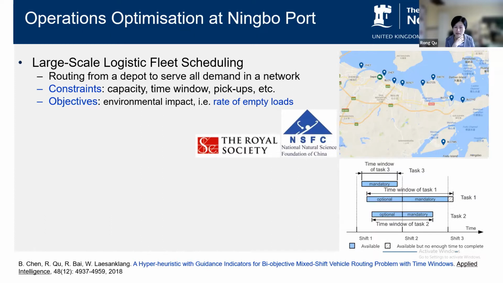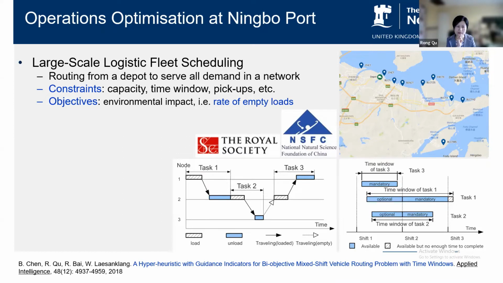Again, there are quite a lot of constraints: capacity of the vehicle, time windows for serving the different ports, and also some different features in the problem. Compared to the traditional vehicle routing problem, the pickup time and the loading and unloading time are much longer, whereas in the standard vehicle routing problem this is quite often ignored in the model. So we have to consider this in modeling first, and then define the problem as a combinatorial optimization problem. The objective of the company is to reduce the rate of empty loads to reduce the environmental impact.